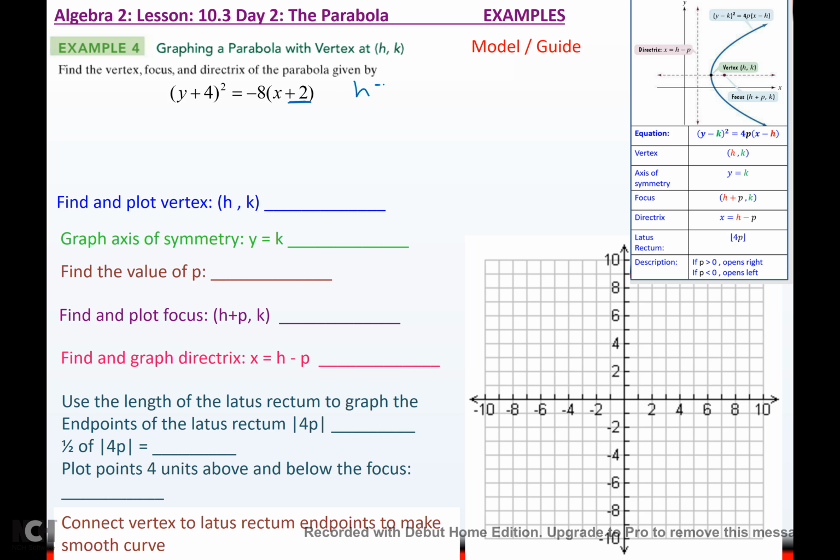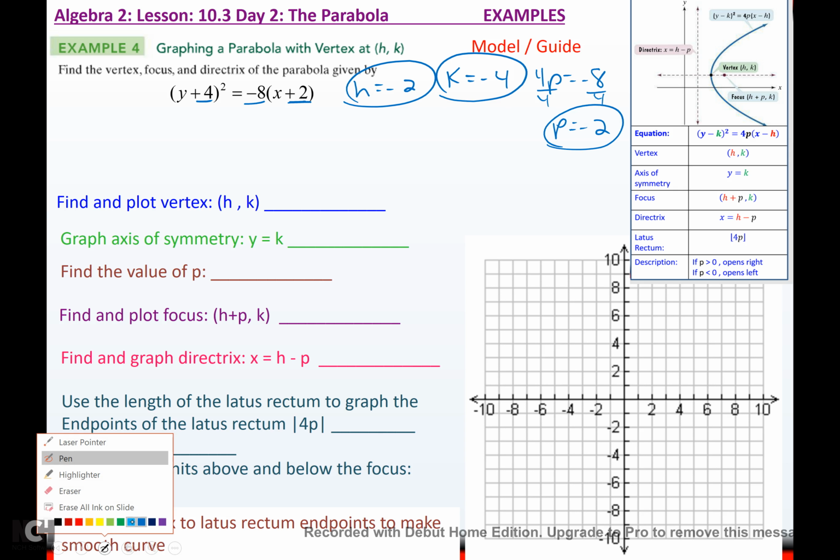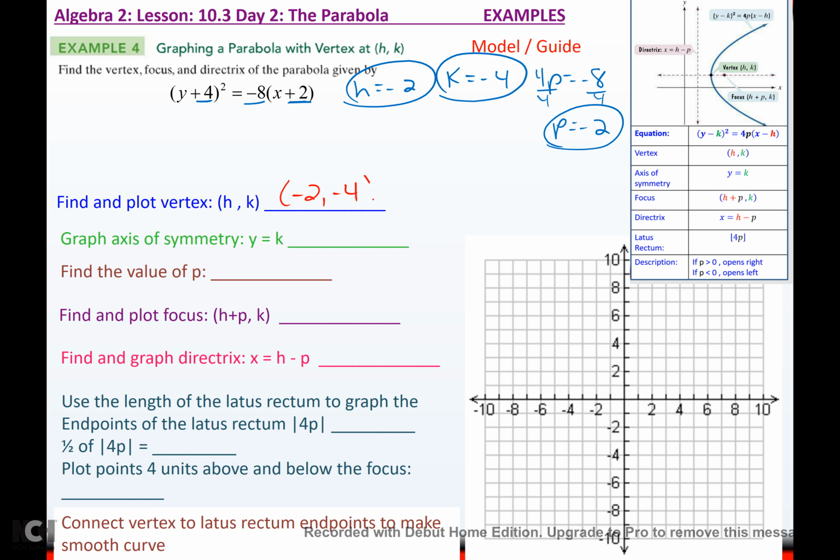Alright, so if we look at an example here, now be careful now. My h would be -2, my k is going to be -4, and my 4p is going to be -8, which means my p is going to be -2. Okay? So that's all the information I need to do all of my work. My vertex is going to be h comma k, so -2, -4, plot it.